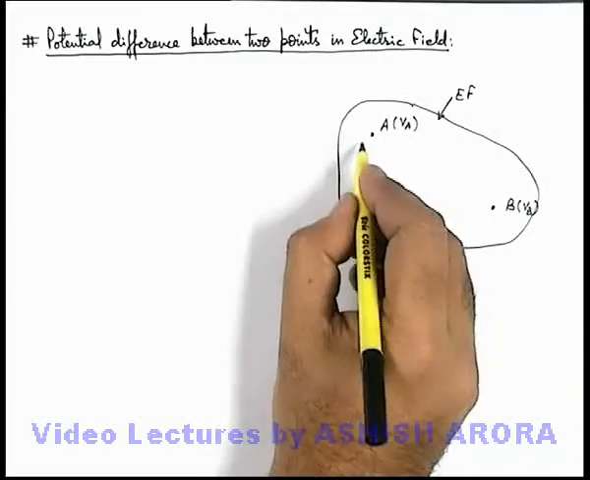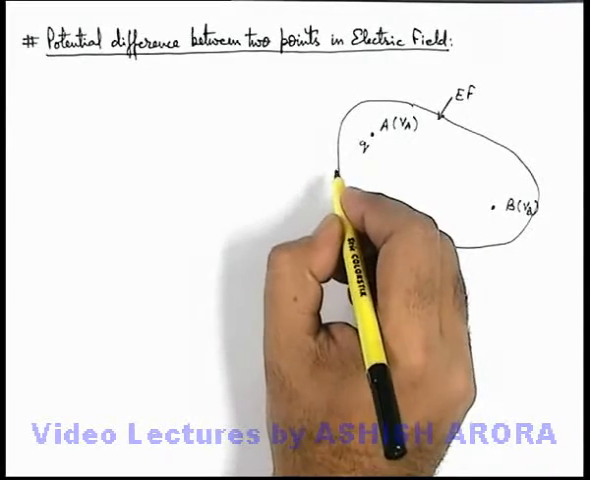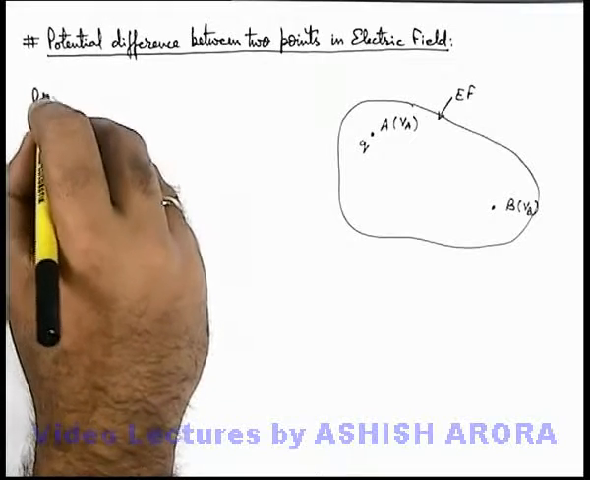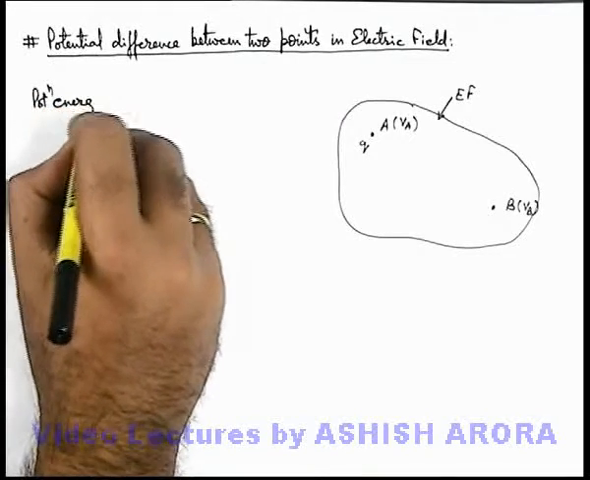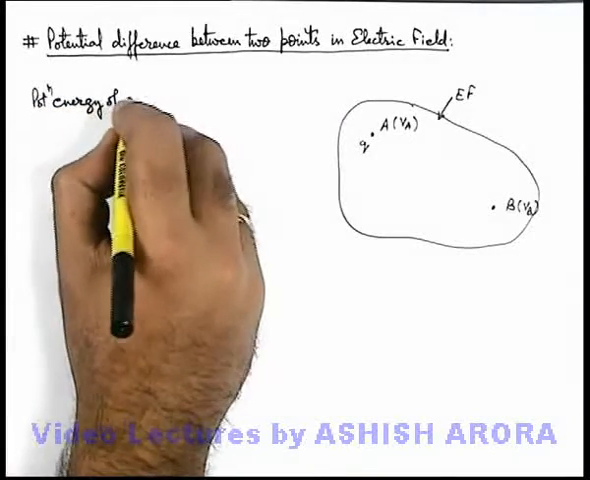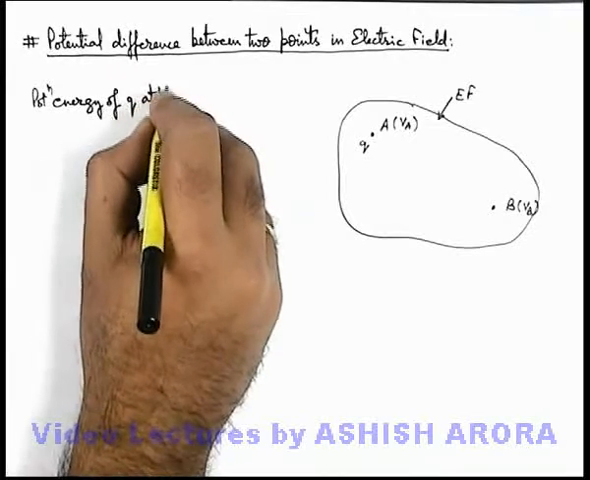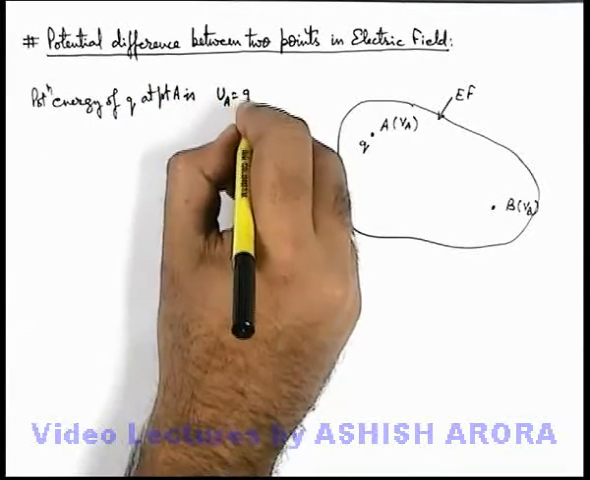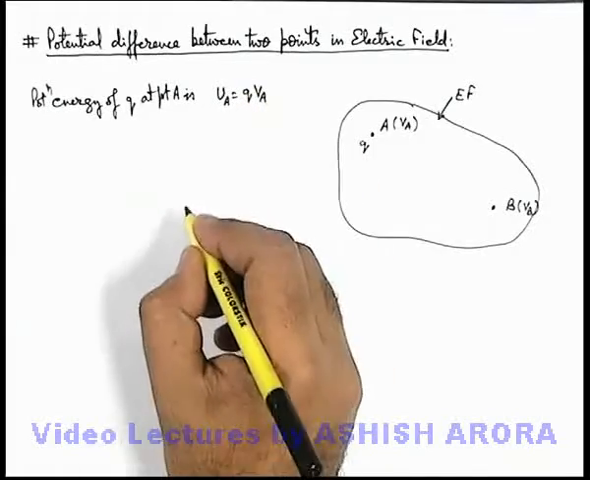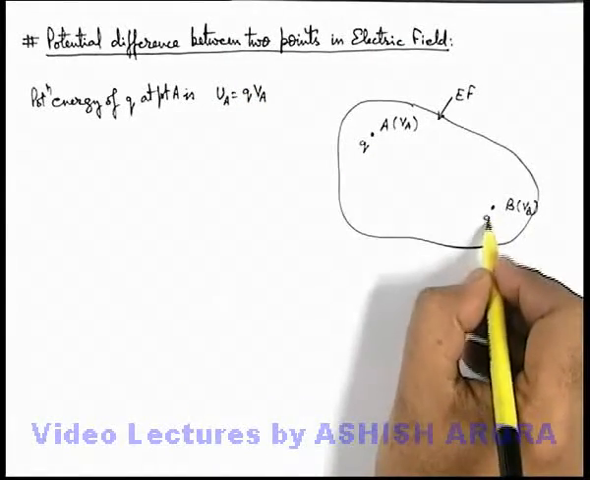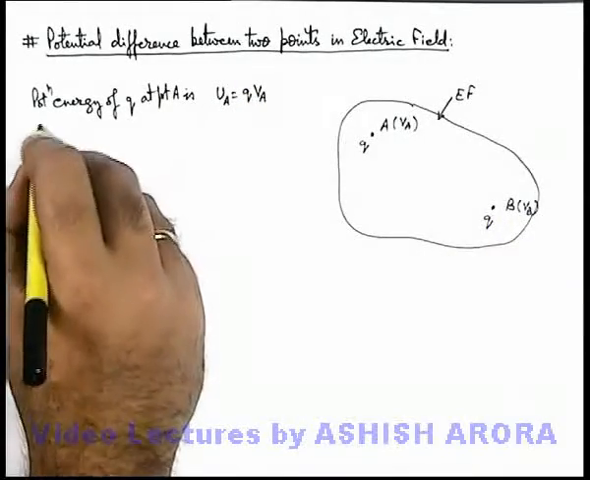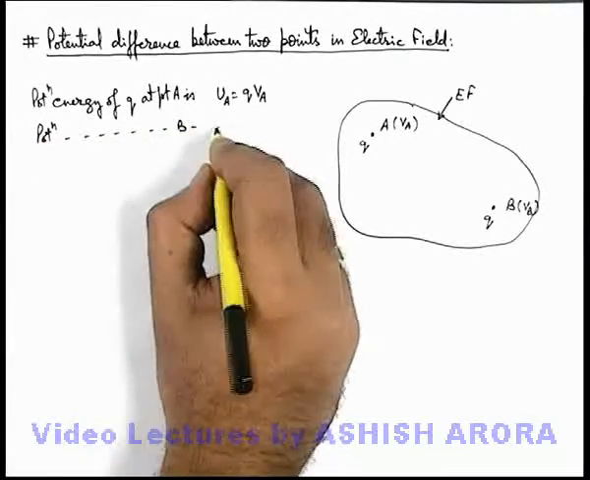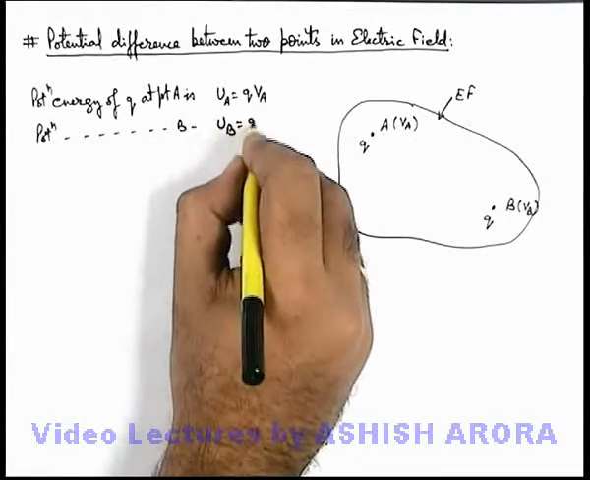In this situation, if we place a charge Q at point A, then we can directly define the potential energy of this charge Q at point A, UA, as QVA. Similarly, if the charge Q is placed at point B, then the potential energy of Q at point B can be written as UB, which is QVB.